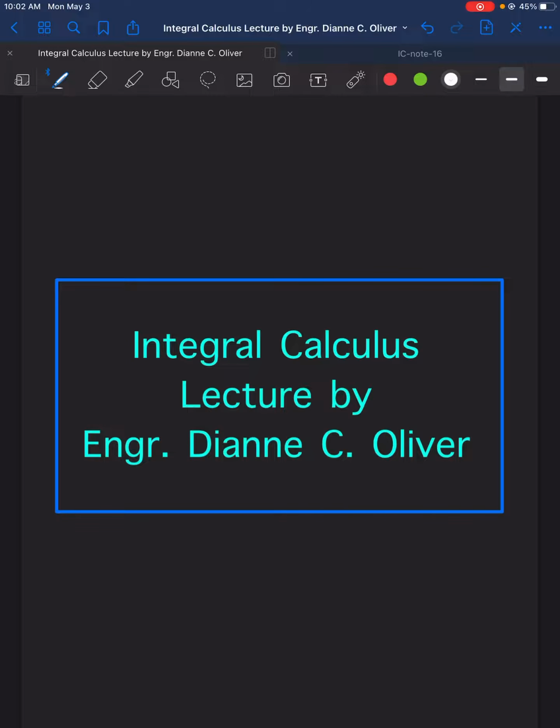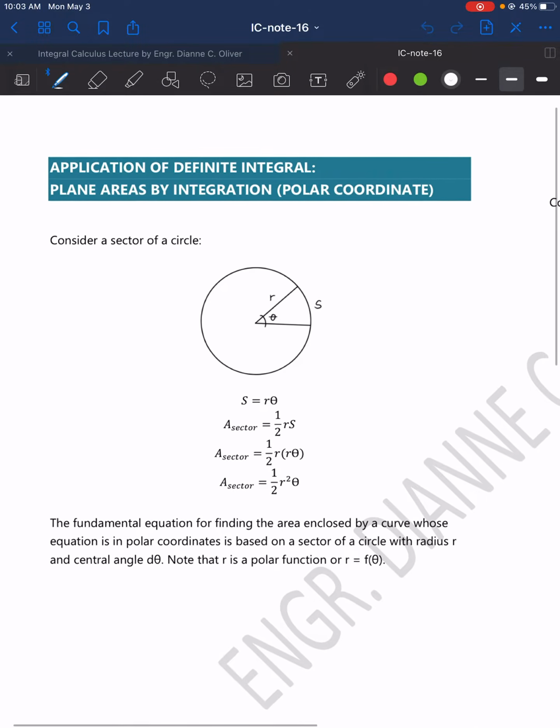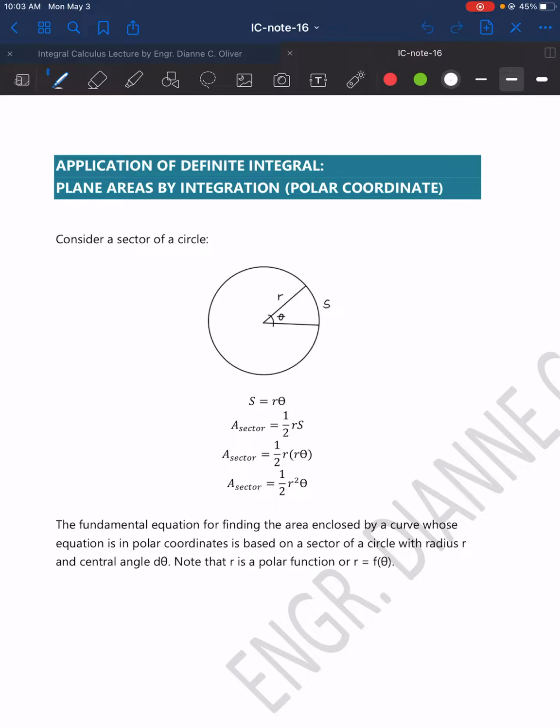Let's have our lecture video in integral calculus with the topic Application of definite integral, plane areas by integration in polar coordinate. Now let's consider here a sector of the circle. So having the sector of the circle here.